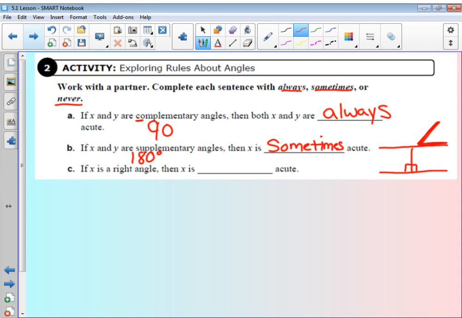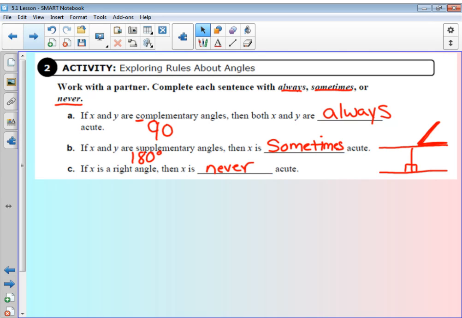Letter C, if X is a right angle, so we know that X is a right angle, then X is always acute, sometimes acute, or never acute. Well, X is a right angle, so therefore it has to only be a right angle, so this would be never. Okay, so that's just working with some different wording, having us kind of work our way through that process.